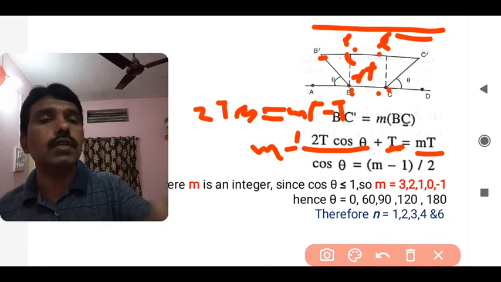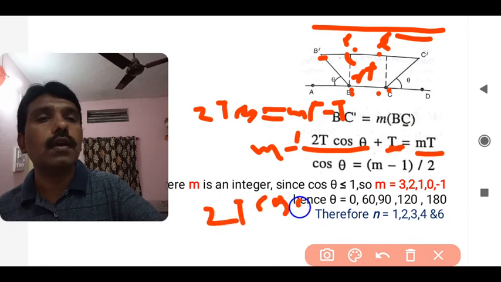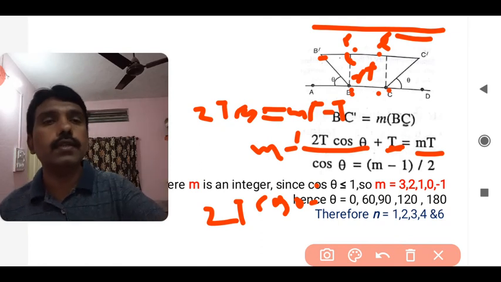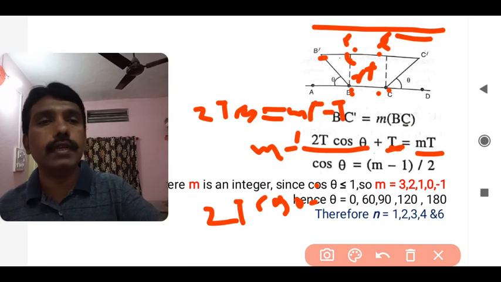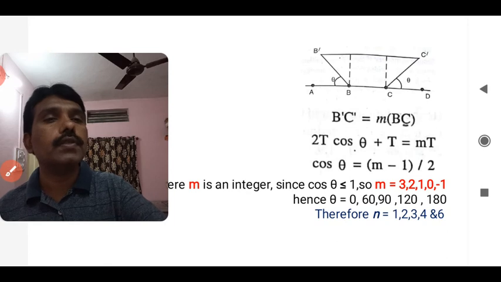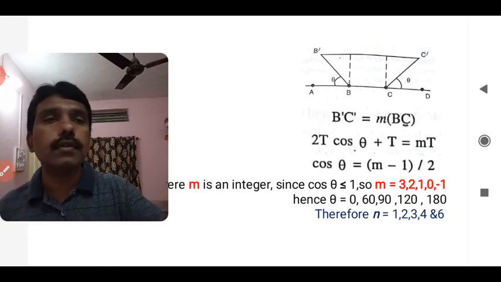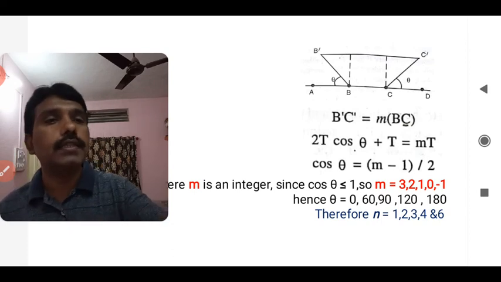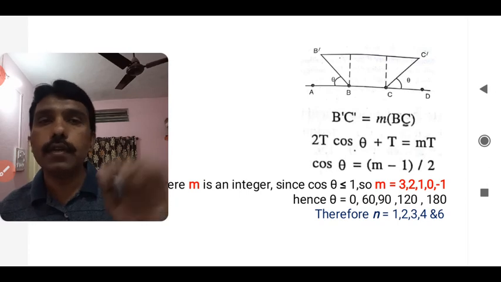Then the new relation will come: 2T cos of theta is equal to T into M minus 1. So if this T goes again to the right side, TT will get cancelled, and you will get the new relation, cos theta is equal to, this 2 if it goes again to the other side it will become divided. So the cos theta value will become simply, with TT cancelled here, the remaining value M minus 1 divided by 2.